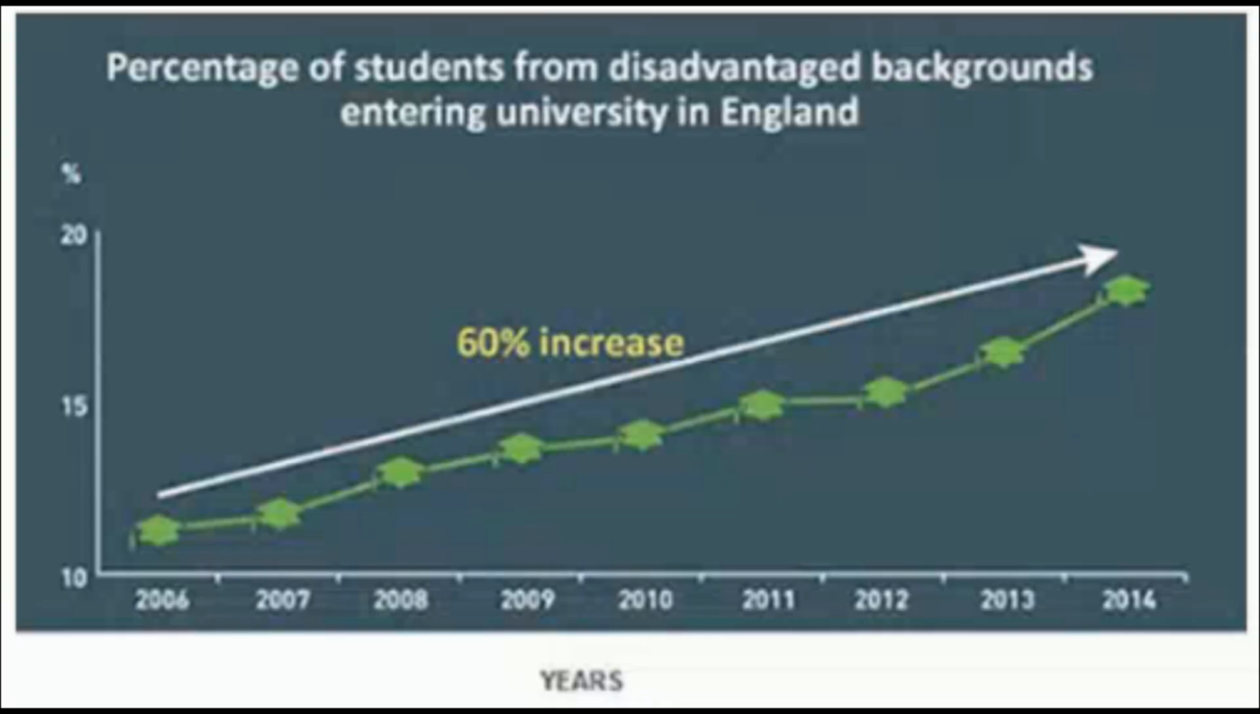The following graph gives information about the percentage of students from disadvantaged backgrounds entering university in England. The items include years and student percentages. You can see from this graph that the value of 2007 is around 12%. You can see from this graph that the value of 2008 is around 13%, which is higher.